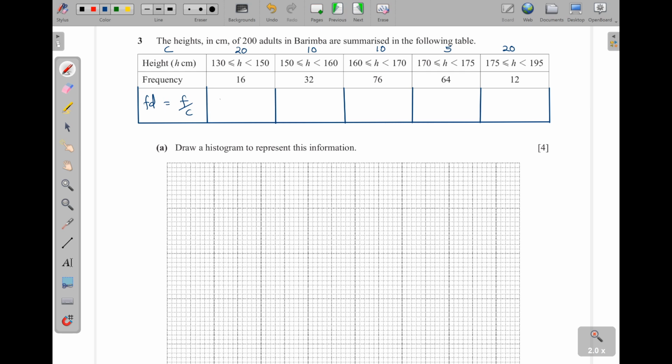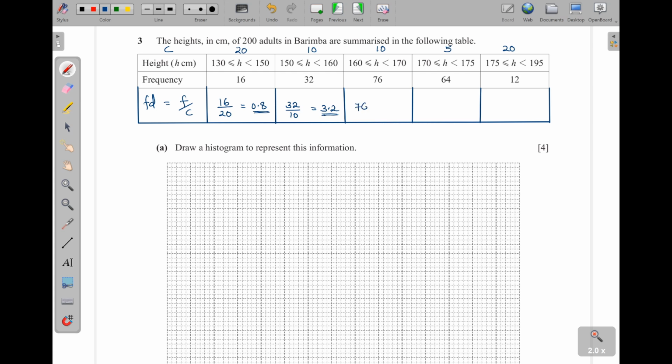So the frequency here is 16. Then we divide by the class width, which is 20. This one will give us 0.8. And then here the frequency is 32. Then we divide by 10. This one is going to give us 3.2. So these are the values that I need.